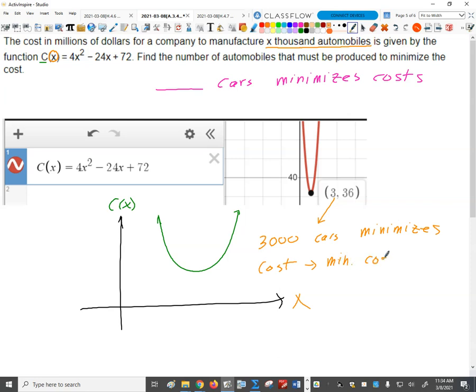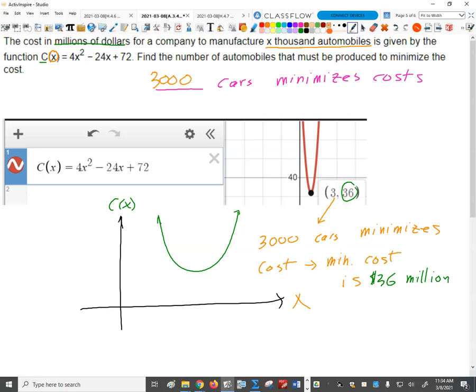And what is my cost? My minimum cost is $36 million. So the answer actually isn't 36. The answer is 3,000.